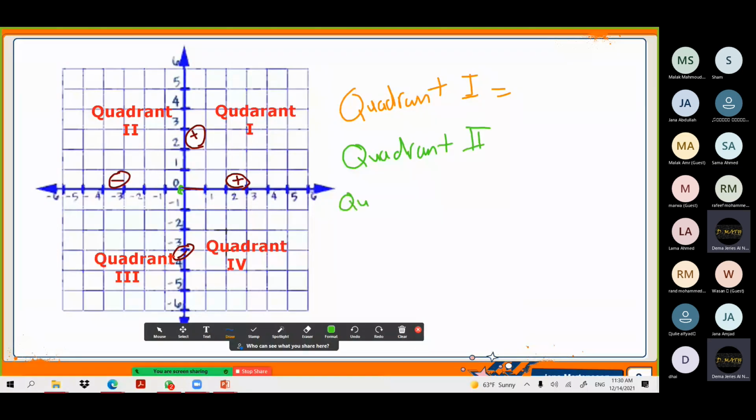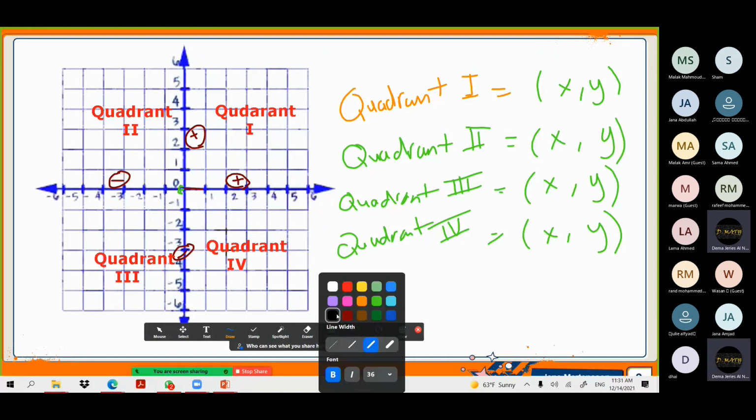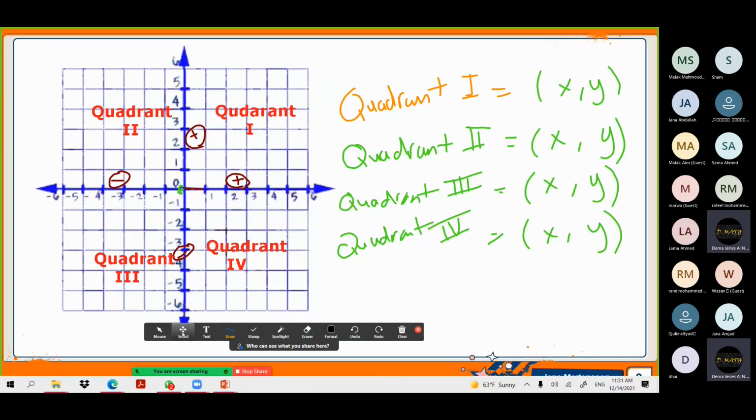Here we have quadrant 3. And here we have quadrant 4. Now, the things that I want you to know here. Look at quadrant 1. In quadrant 1, both of the x and y are positive.